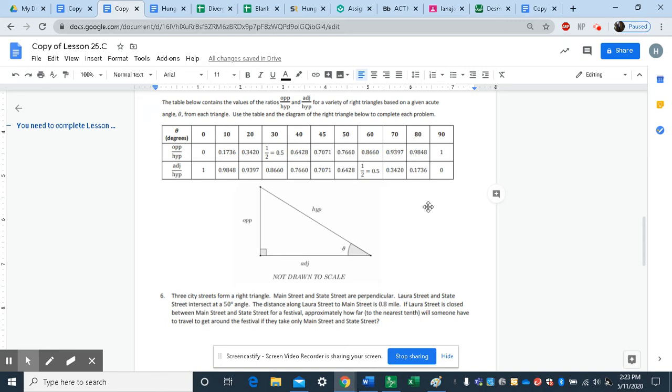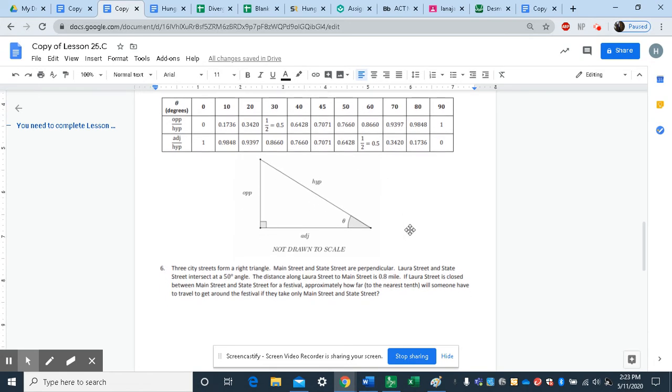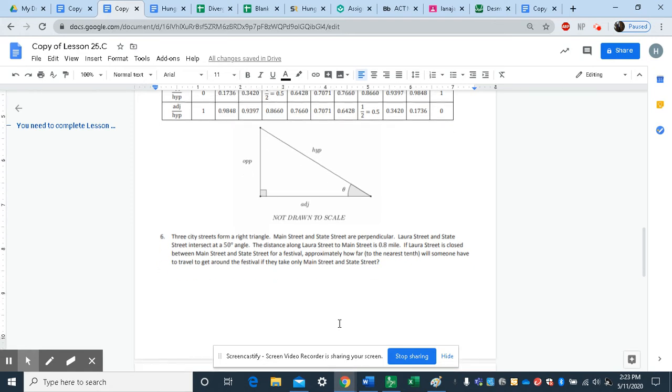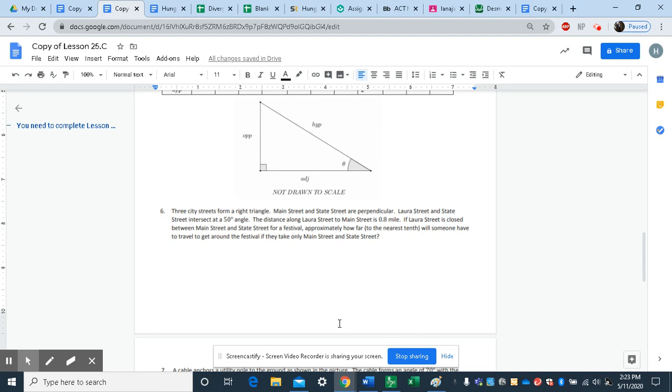This chart is going to be helpful because it has, going by tens, all of the opposites over hypotenuse and all the adjacent over hypotenuse from 0 to 90. Okay, it goes from 0 to 90. So now what we're going to do is apply this chart to some word problems. We have a beautiful problem that's labeled number 6, and I apologize for how wonky some of the numbering is, but if you're not used to it by now, oh well.